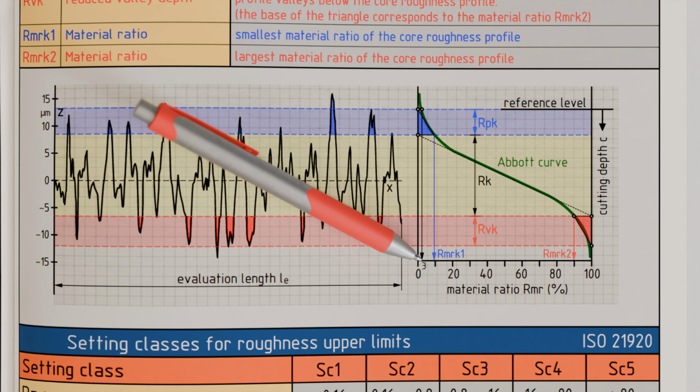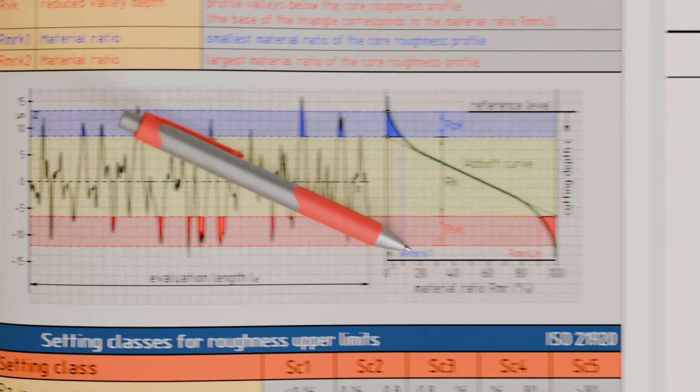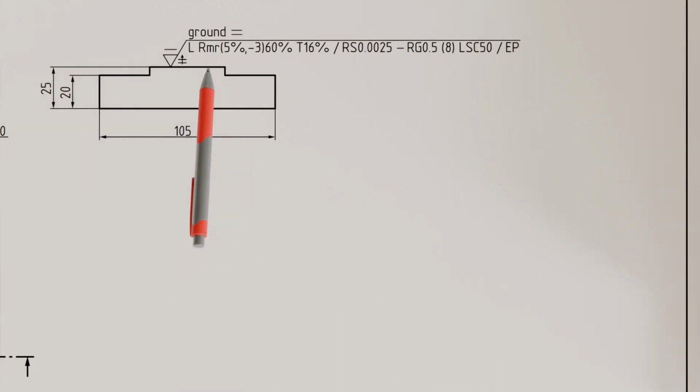If a certain material ratio at a certain cutting depth is required, it is therefore essential that the definition of the reference line or the reference material ratio is also specified. The illustrated example shows a possible surface specification. We will decode this together in the following.